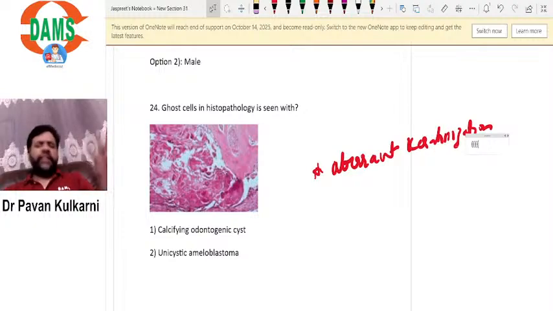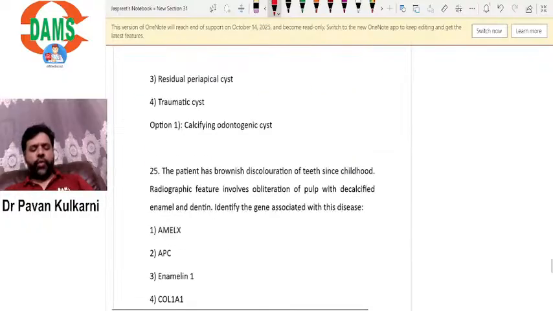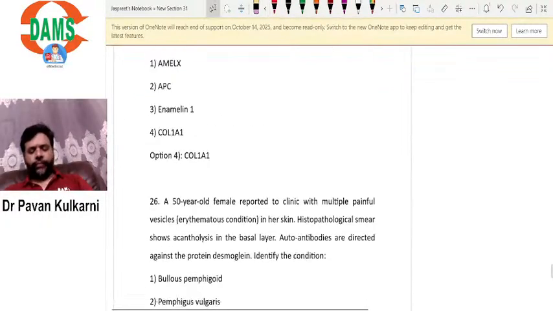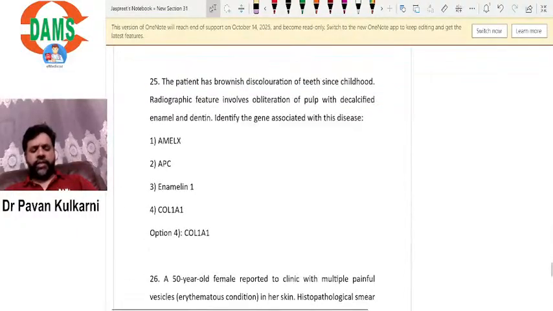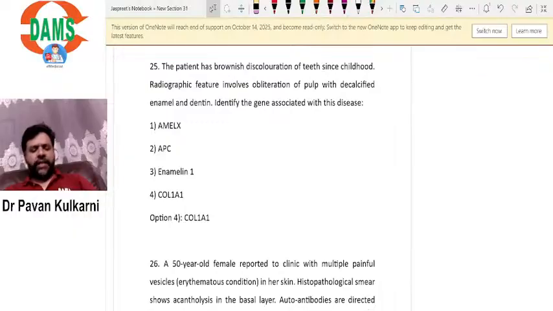So ghost cells are typical of COC. Again, this is a one-liner MCQ we have discussed many times. COC is also known as Gorlin cyst, where you will see these ghost cells. So we are left with only 3 more questions for today's discussion. The patient has brownish discoloration of the teeth since childhood.